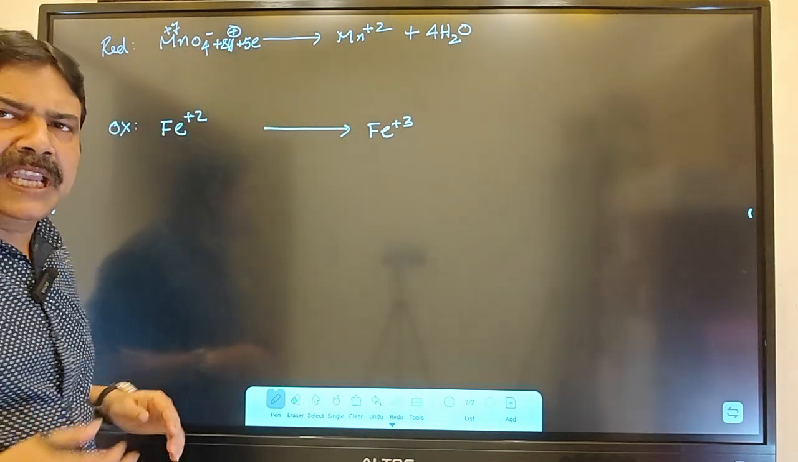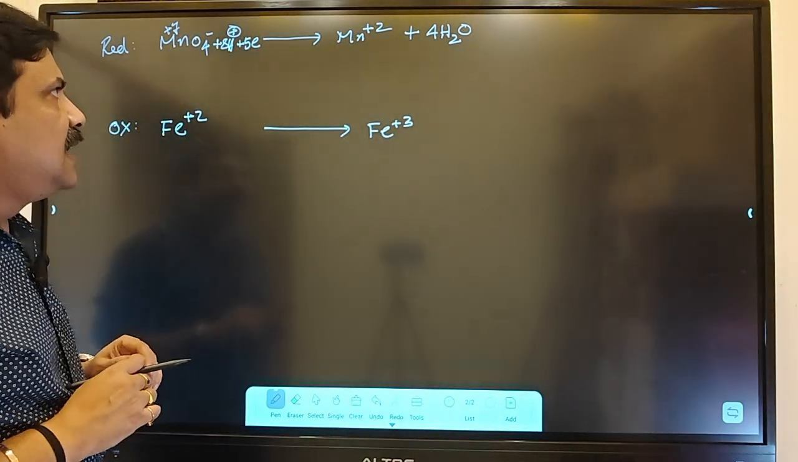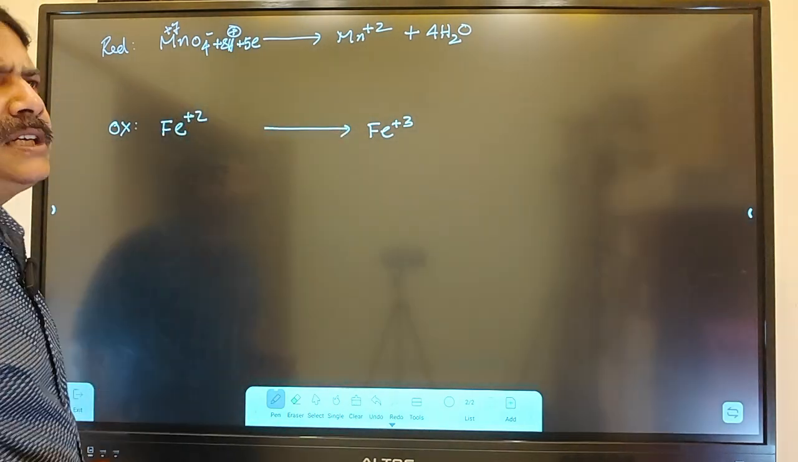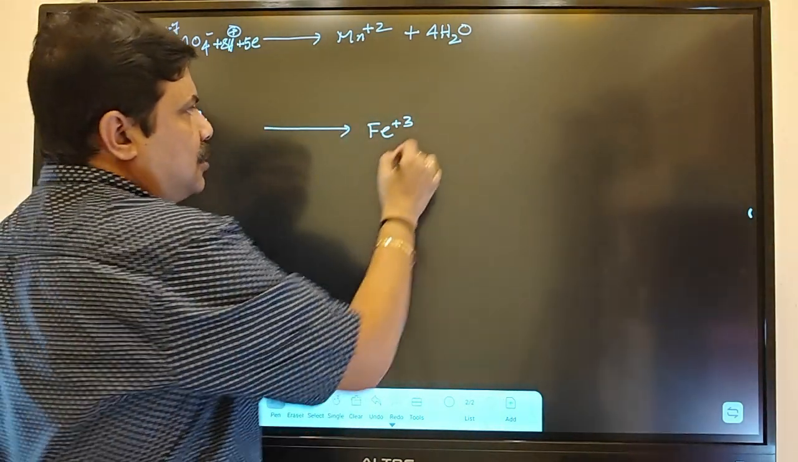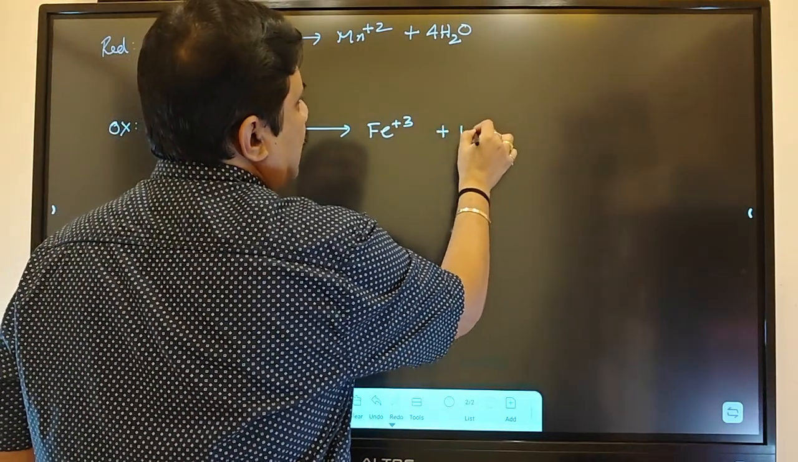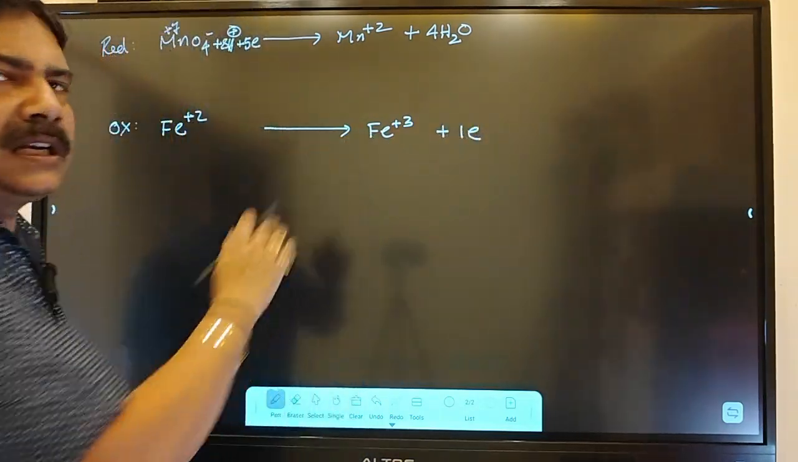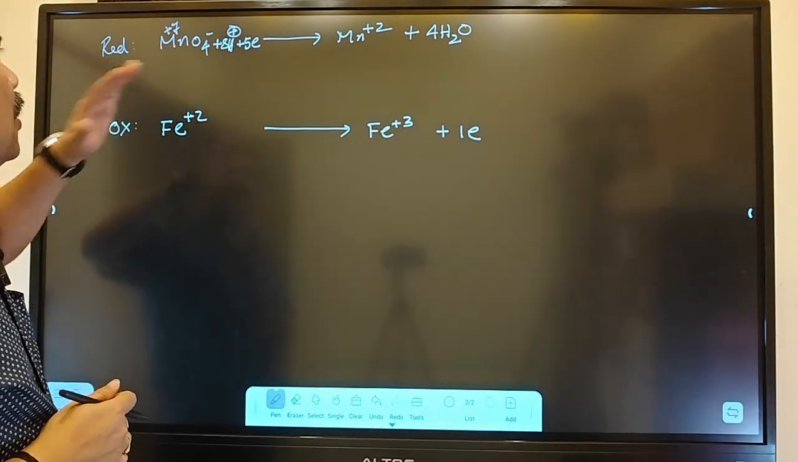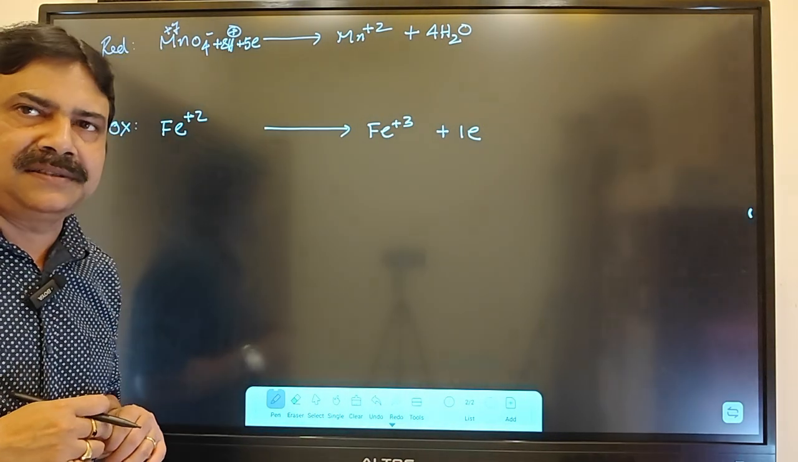Oxygen, hydrogen, manganese, all atoms are balanced. Now come to the oxidation. Iron is converting to iron plus 3. How is that possible? By loss of 1 electron. And now the iron atom on both sides is the same, no need to balance that one. Now both reduction and oxidation are balanced separately.